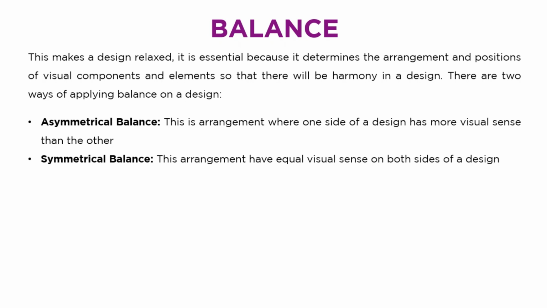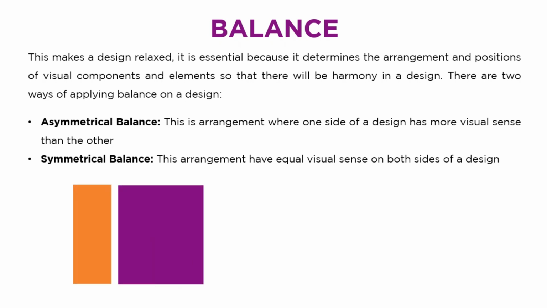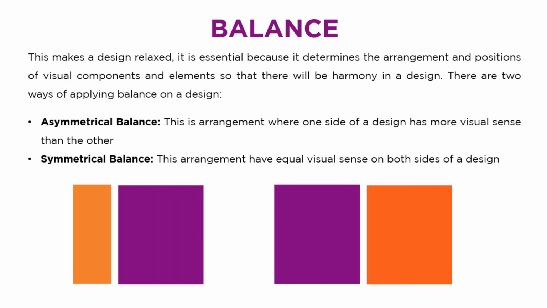We have the asymmetrical balance. This is arrangement where one side of the design has more visual sense than the other. The symmetrical balance. This is arrangement that have equal visual sense on both sides of a design. So here are applications of the balance, the asymmetrical balance and symmetrical balance. So the first one is the asymmetrical, while the second one is the symmetrical.